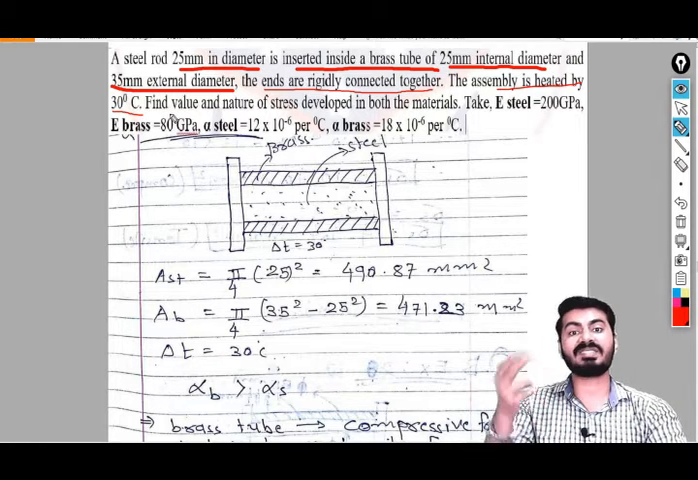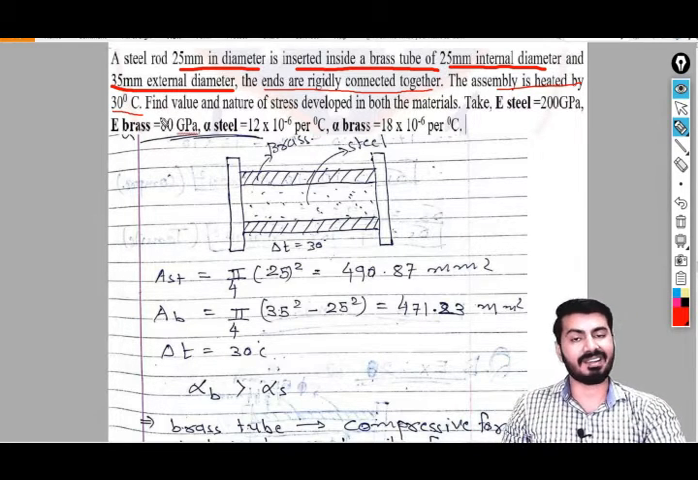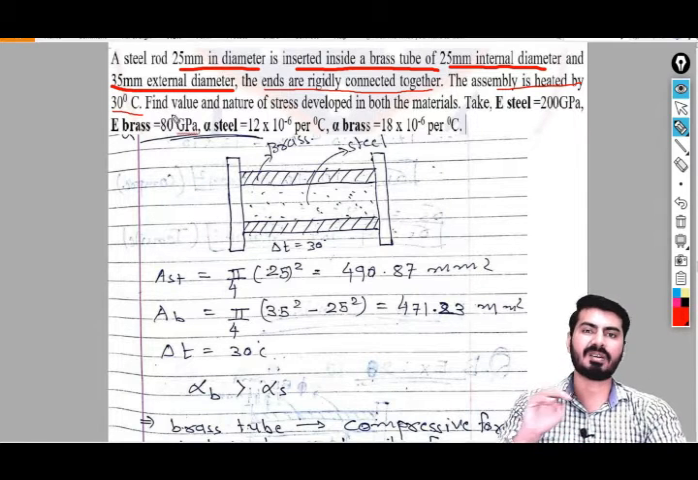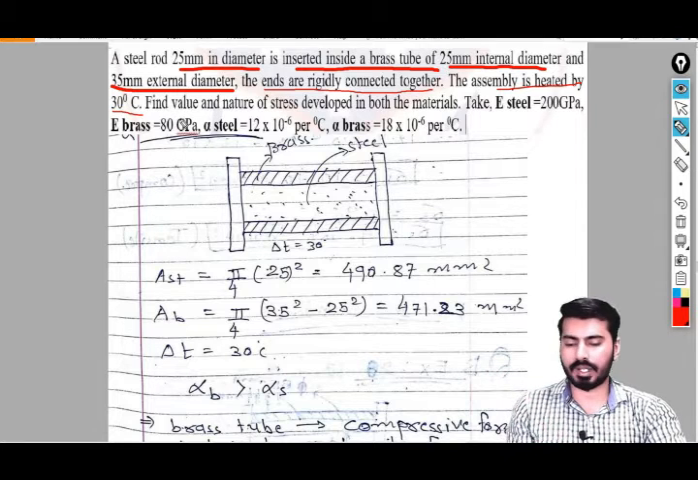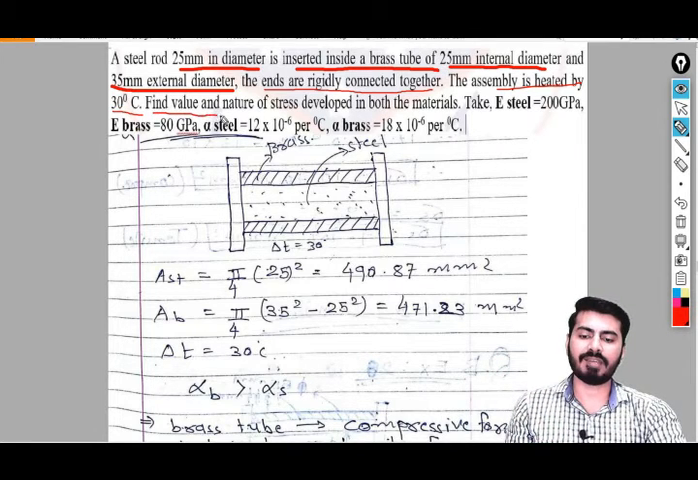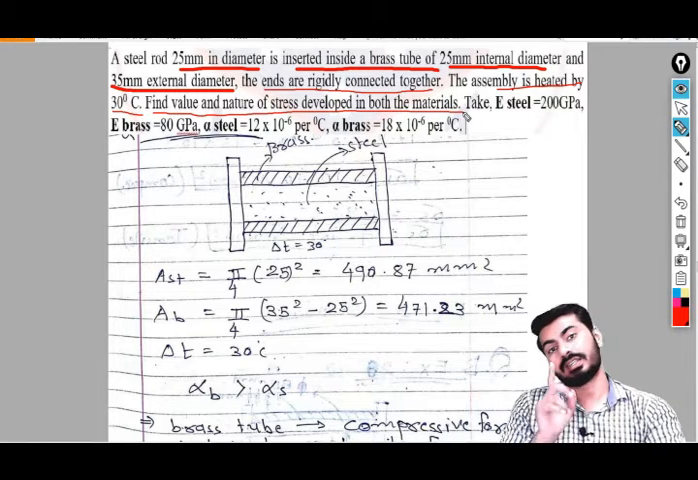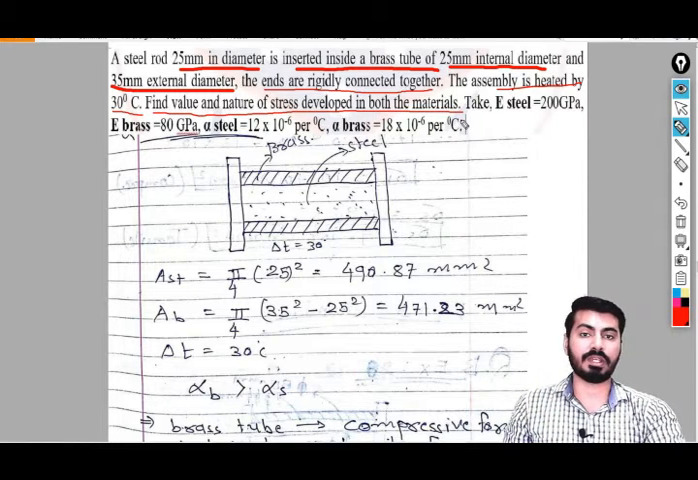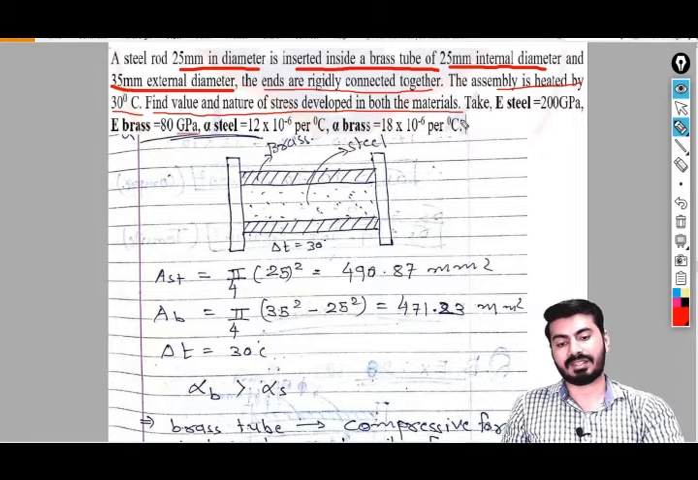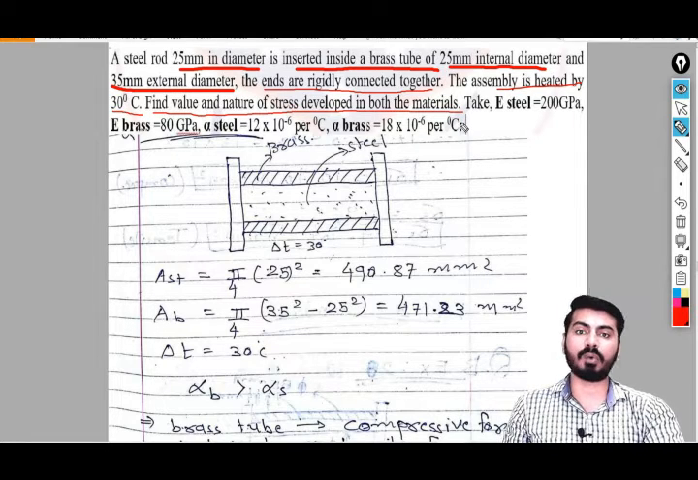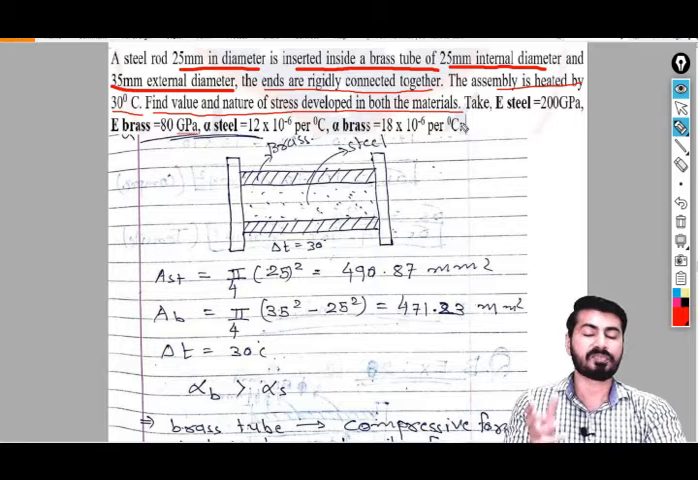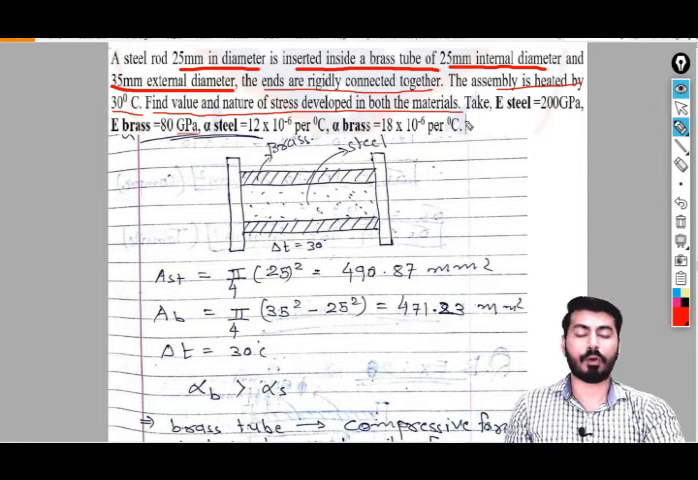So 30 degrees is the change in temperature. So delta T is directly provided, and we don't have to find out the original temperature. They have already given the delta T value, so don't worry about the original temperature. Find the value and the nature of the stress developed in both materials. This is the question you need to be carefully aware of: you are being asked to calculate the stresses and the nature of the stresses for both materials.